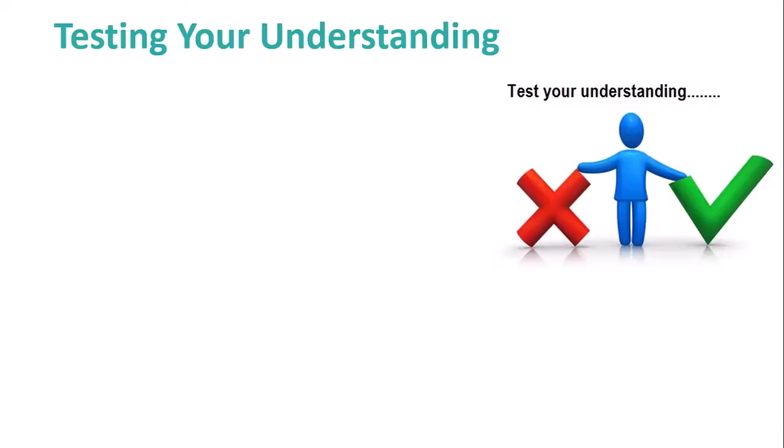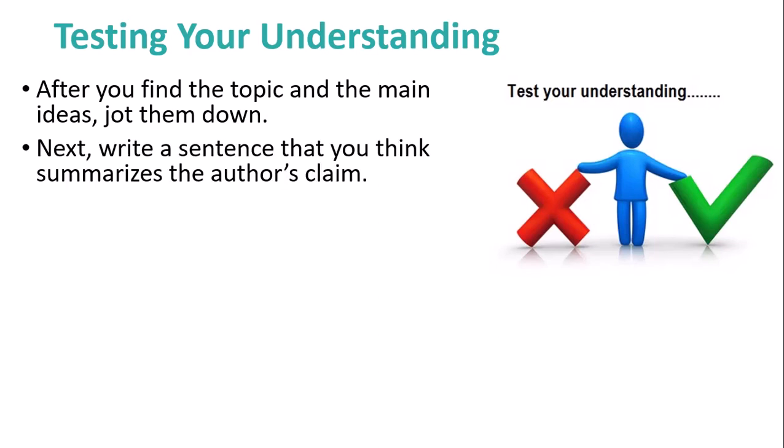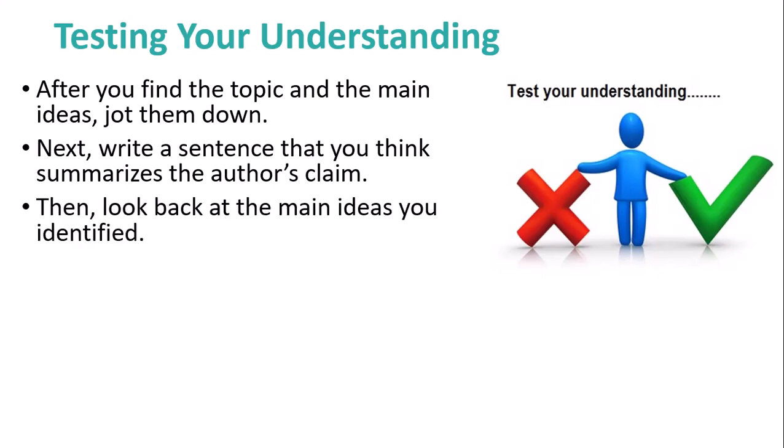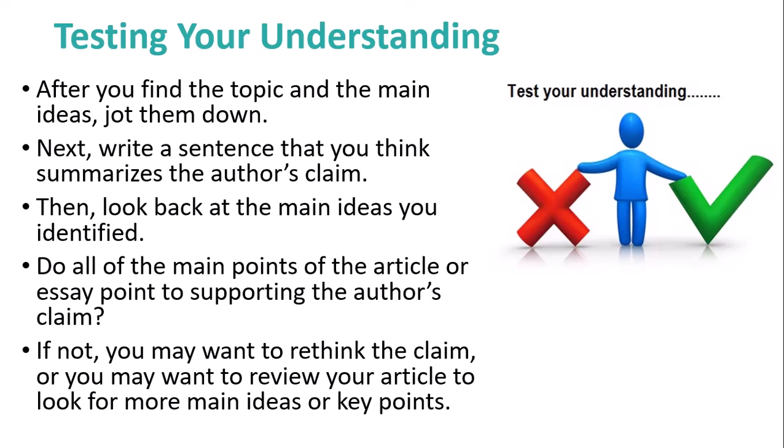Testing your understanding is the last step. After you find the topic and main ideas, jot them down, then write a sentence that you think summarizes the author's claim once you can see all those main ideas. Look back at the main ideas you identified. Do all those main ideas point to supporting the author's claim? If they don't, you might want to reword the claim, or you might want to recheck to see if the main ideas are correct, or if the article has maybe some more main ideas or key points that you missed.